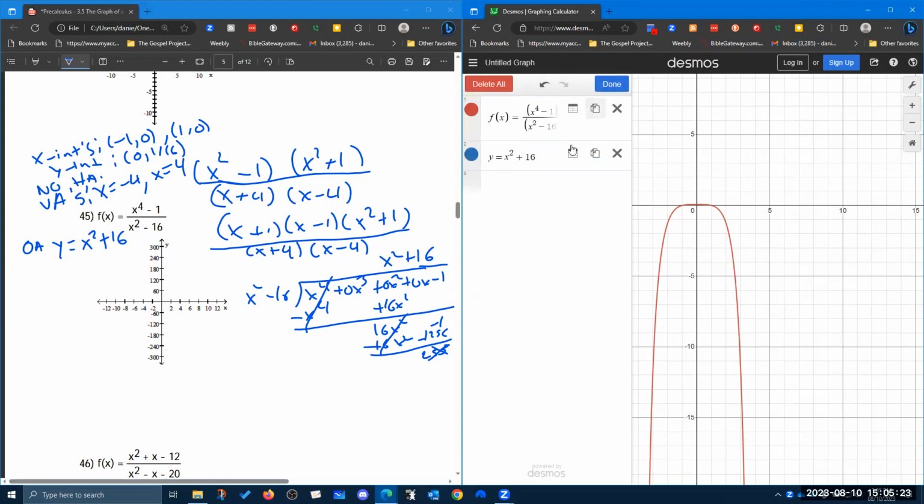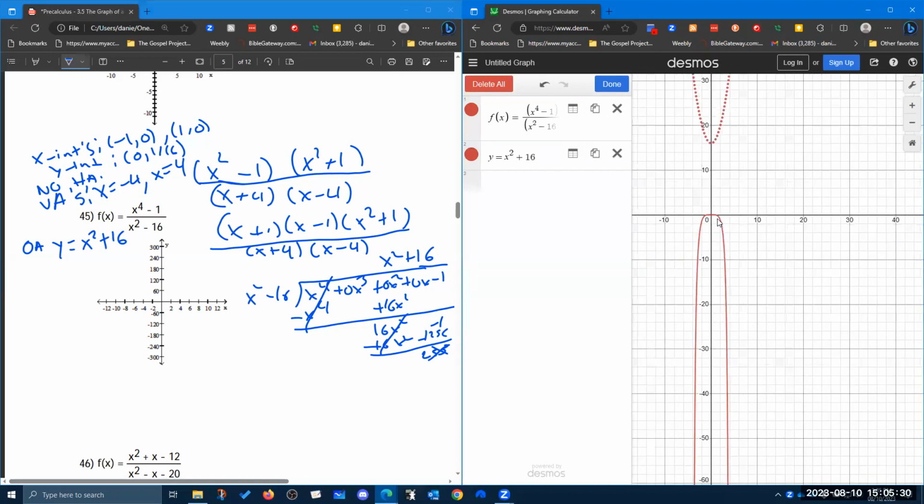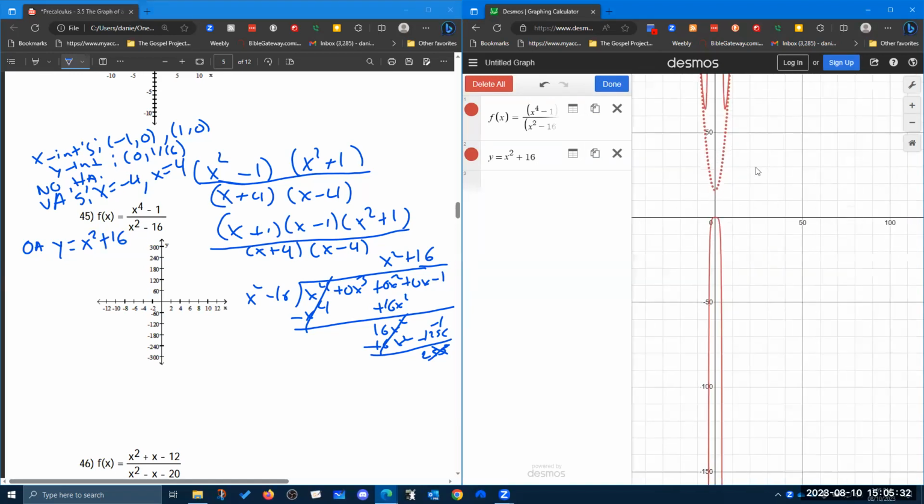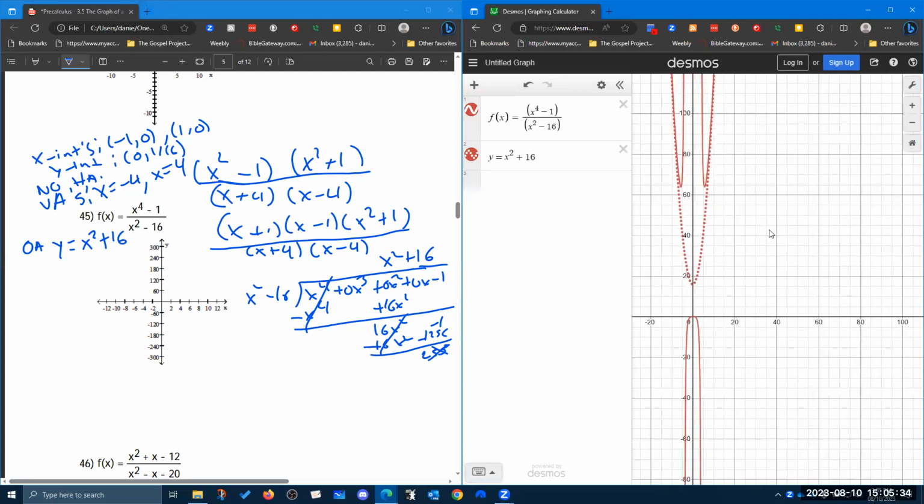And we'll make that red and broken. I'm going to have to zoom out some so that you can see everything that's going on here, because there's a piece of the graph up here and a piece of the graph up here.